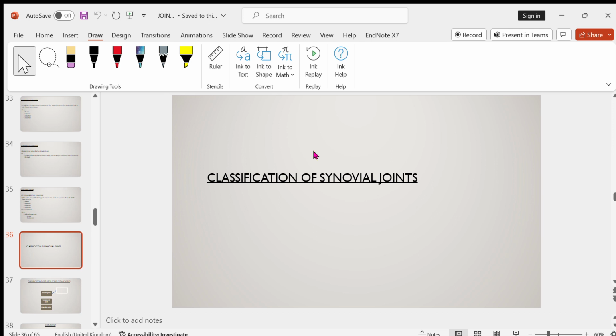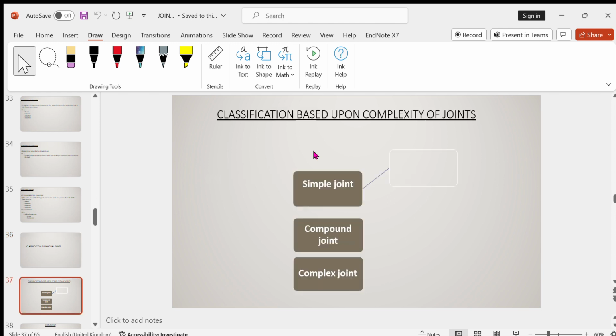So today we will be discussing the classification of synovial joints. Synovial joints are a variety of diarthrosis, or the cavitated joints. First of all, the first classification is based upon the complexity of the joints. So joints may be simple, they may be compound, and they may be complex joints.